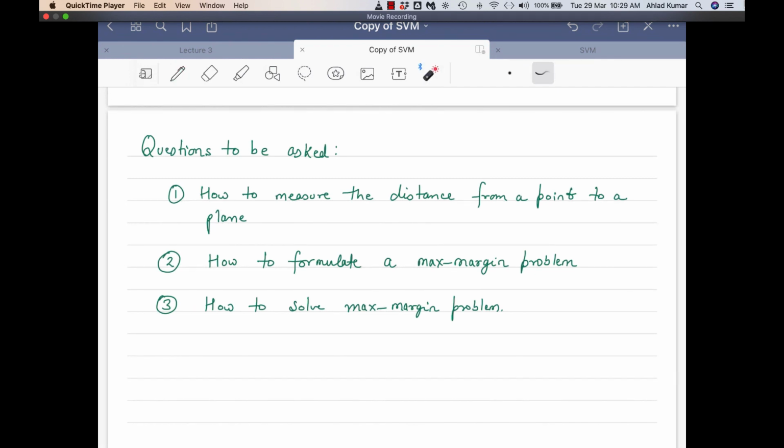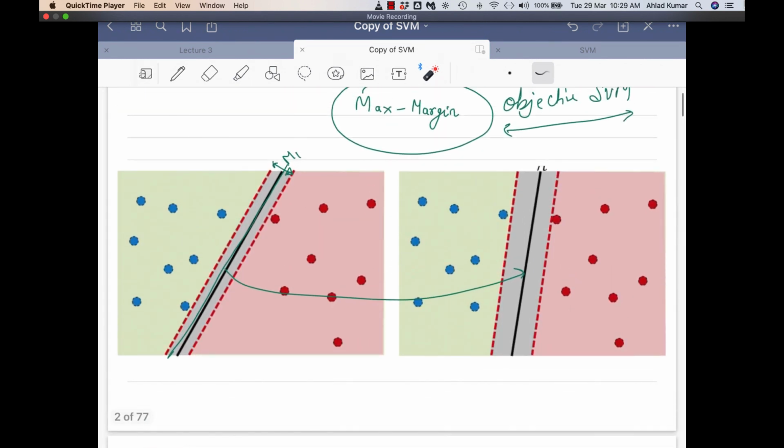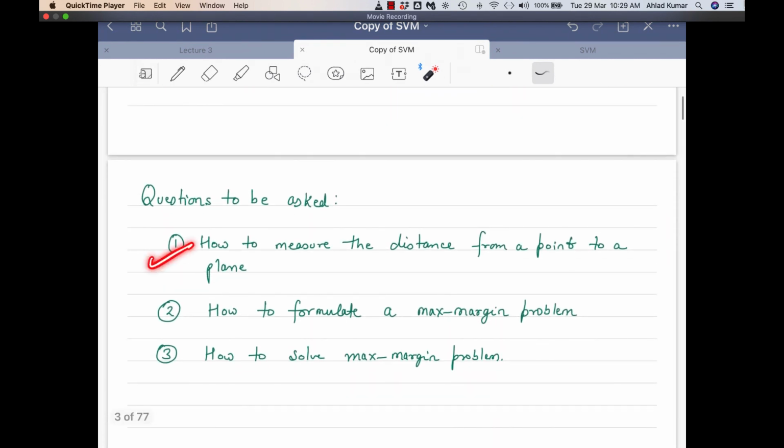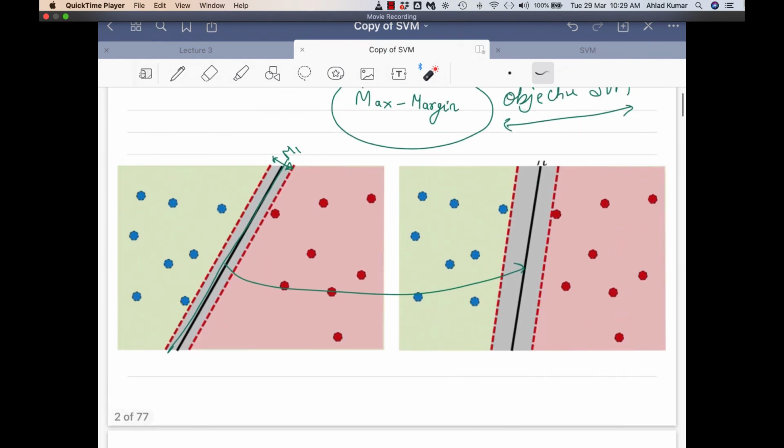The first question is how to measure the distance of a point from a plane. What I am saying is the distance of this point from the plane. If this distance is maximum, then we will say that our objective of support vector machine is achieved. So we want to know how to calculate this distance. That is important, and this is our first objective: how to measure the distance of the point from a plane, this plane.